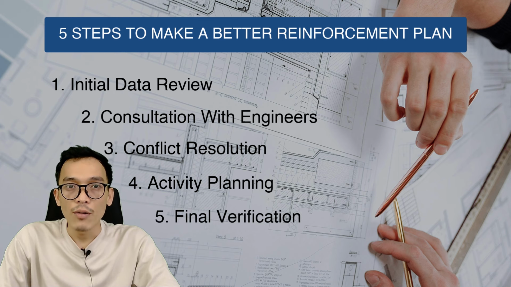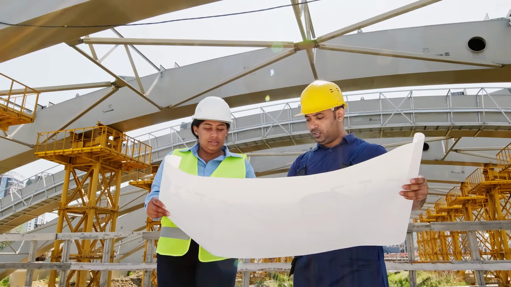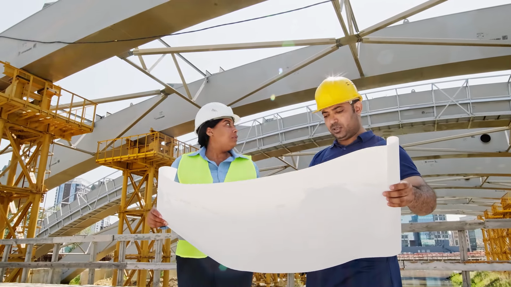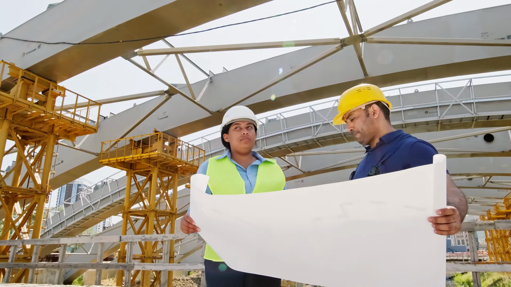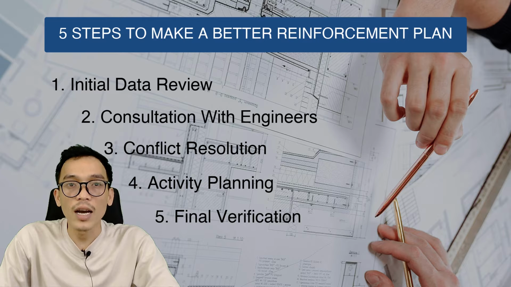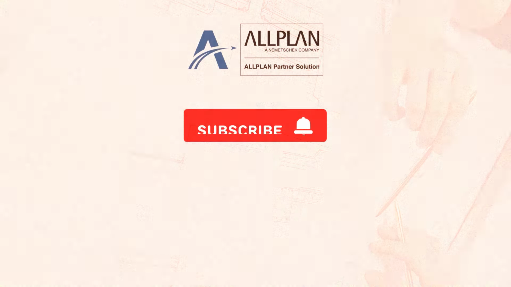Step 5. Final verification. Engage a second person for a fresh perspective during the final review of the reinforcement plan. This external check ensures thoroughness, adherence to instruction, and overall accuracy.